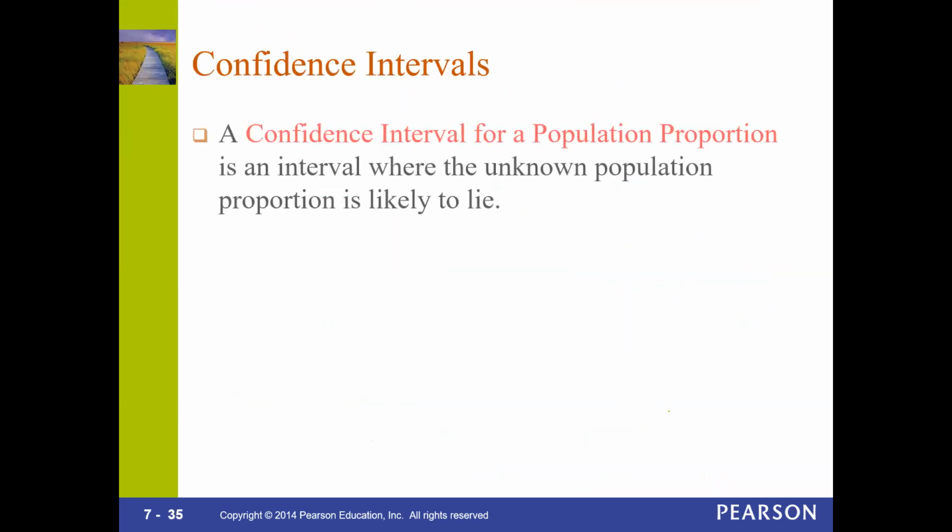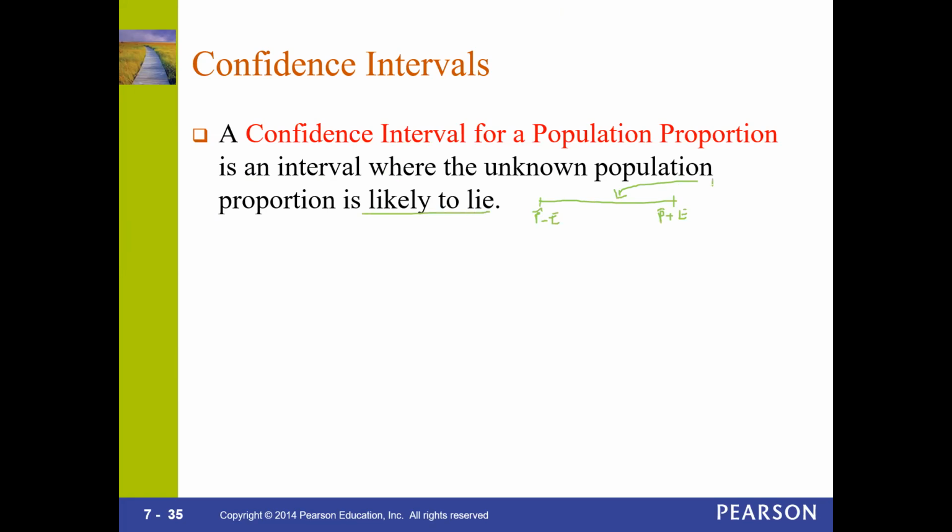Now, this is what happened. Again, a confidence interval for a population proportion is an interval where the unknown population proportion is likely to lie. That's what I said earlier. So we have some interval: this is P hat minus E, and this is P hat plus E. Then P is inside that interval. It is likely to lie there. That's what I mean.